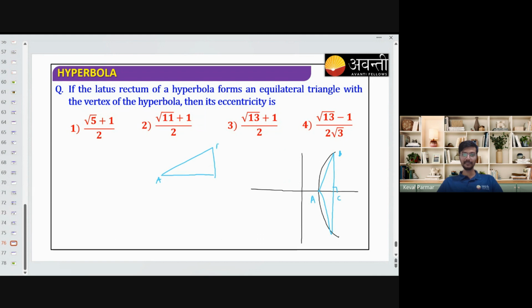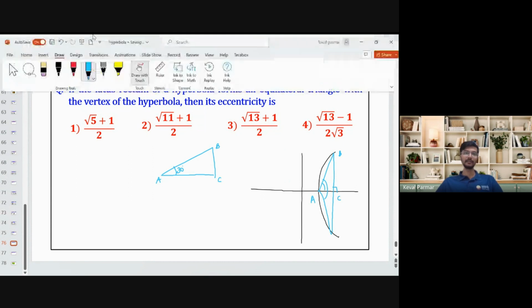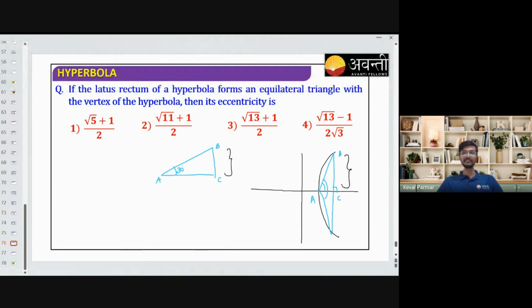A, B, and C. Now, due to symmetry, this angle will be equals to 30 degree. Why? Because this whole angle is 60 degree as it's an equilateral triangle. So if this angle is 30 degree, this is the BC, which is half the length of latus rectum, which is b square upon a. This is AC, with the vertex of the hyperbola. This is AC. What is AC, guys?